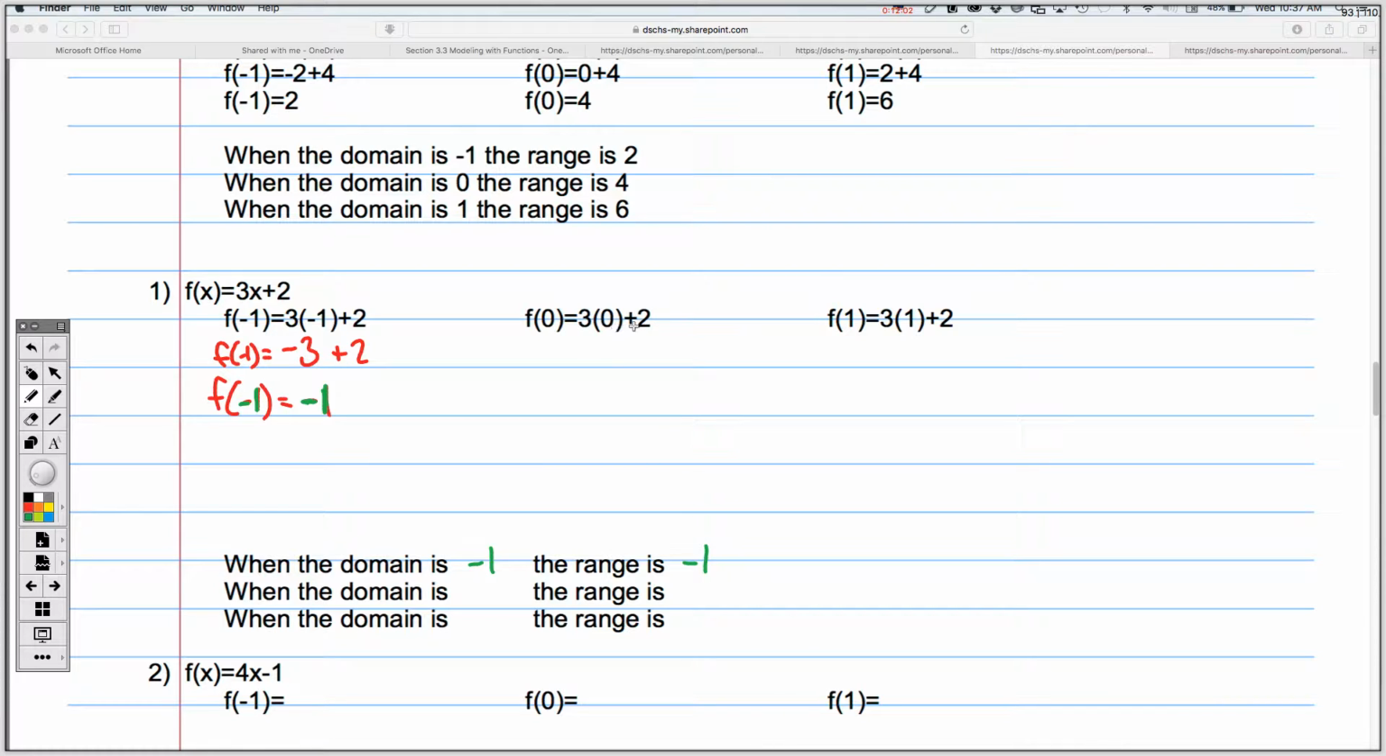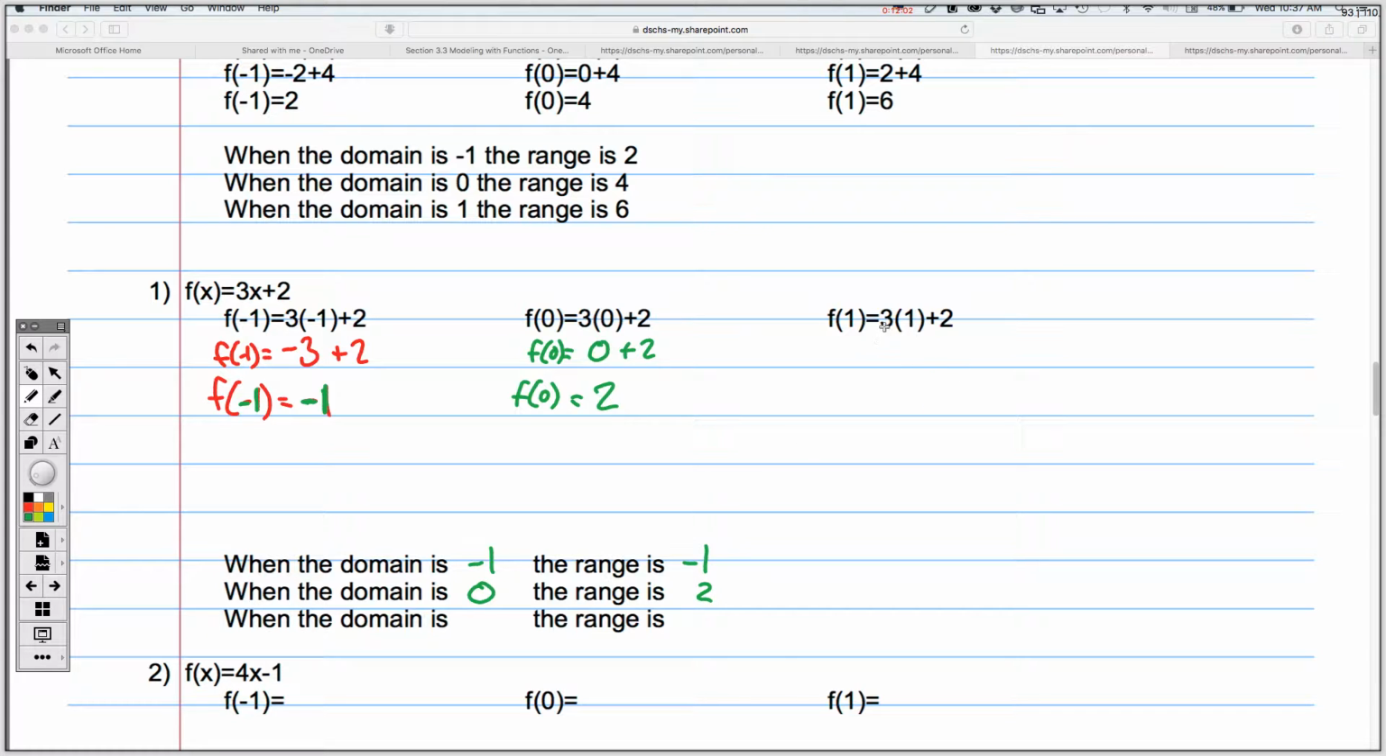Okay, f of 0 equals 3 times 0 plus 2. What is 3 times 0? 0. Plus 2. What is 0 plus 2? 2. Make sure to write both the left and the right side. F of 0 equals, what's 0 plus 2? You said 2. What's your domain? 0. What's your range? 2.